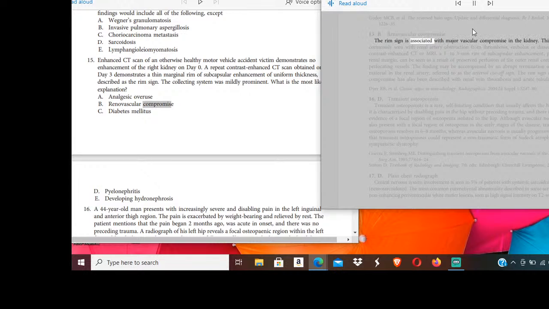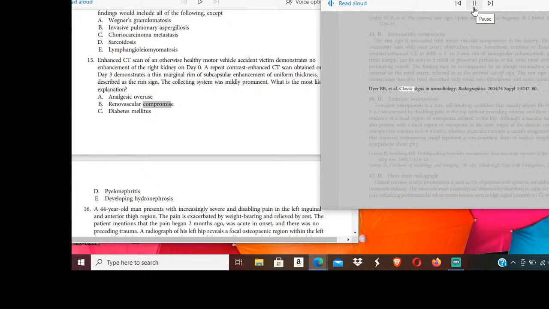15. B. Renovascular compromise. The rim sign is associated with major vascular compromise in the kidney. This sign is most commonly seen with renal artery obstruction from thrombosis, embolus, or dissection. On contrast enhanced CT or MRI, a 1 to 3 mm rim of subcapsular enhancement, paralleling the renal margin, can be seen as a result of preserved perfusion of the outer renal cortex by capsular perforating vessels. The finding may be accompanied by an abrupt termination of contrast material in the renal artery, referred to as the arterial cutoff sign. The rim sign of vascular compromise has also been described with renal vein thrombosis and acute tubular necrosis.